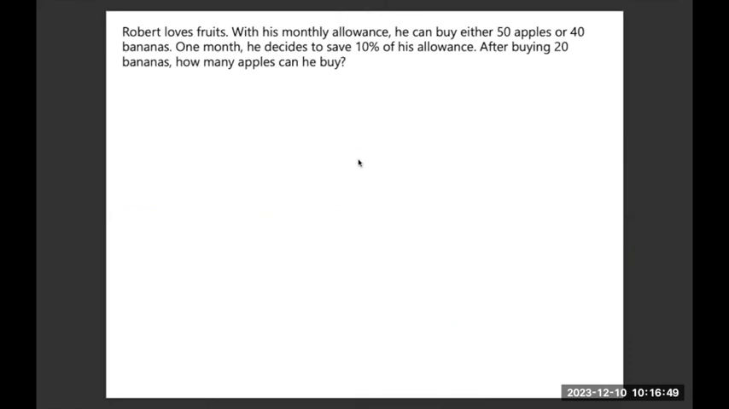So we are given this case of a guy who loves fruits. With his monthly allowance, he can either buy 50 apples or 40 bananas. There are 2 cases only, for apples or bananas. One month he decided to save 10% of his allowance. After buying 20 bananas, how many apples can he buy?